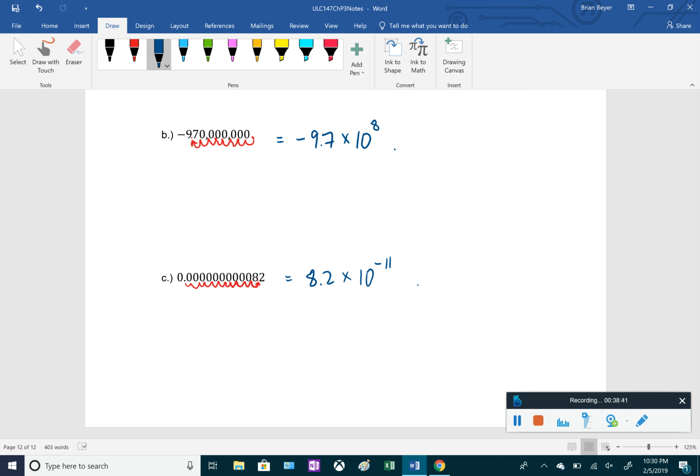Okay, and once again, you can check by starting with your answer and making sure it is what you started with when you put it back in decimal form. Okay, so that's it for section P3. A lot of rules for exponentials, or exponents rather, and we use those in this scientific notation.